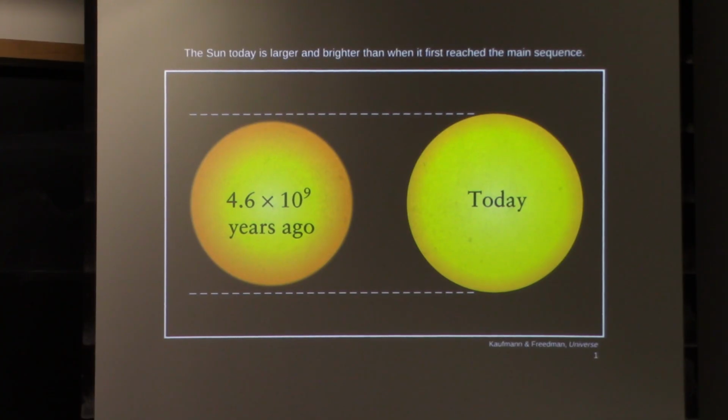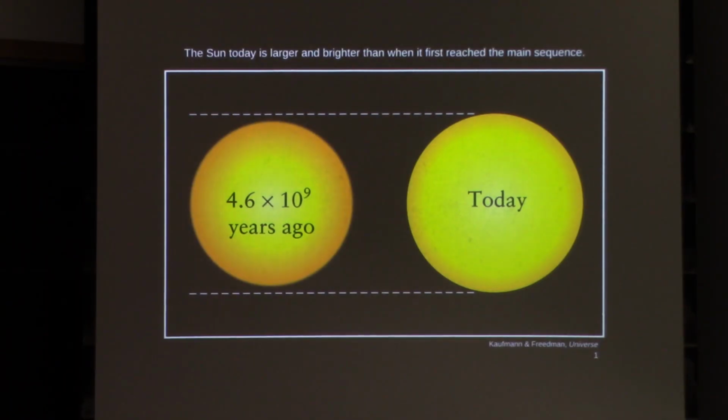So, I already mentioned this, but let's go through it again here. The sun today is larger and brighter than it was when it first reached the main sequence, when it was on the ZAMS, the zero-age main sequence. It's something like only 60% its current luminosity when it first became a main sequence star, first got hot enough to fuse hydrogen into helium in its core.